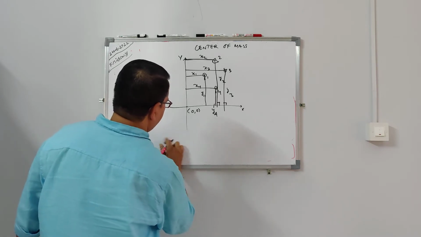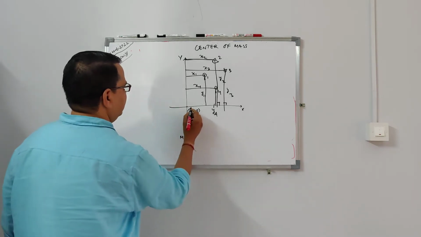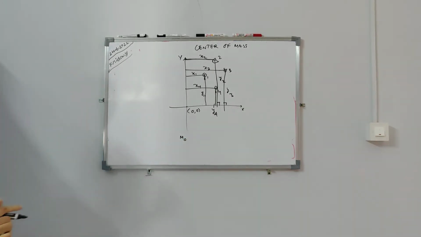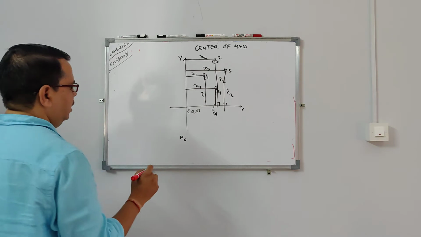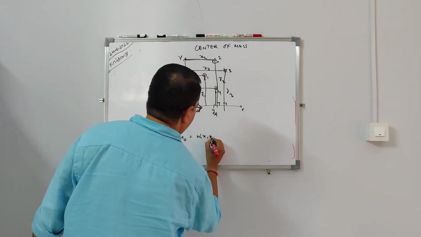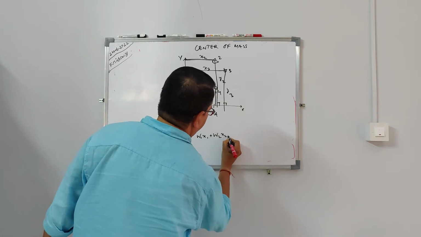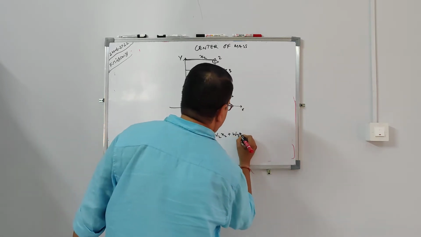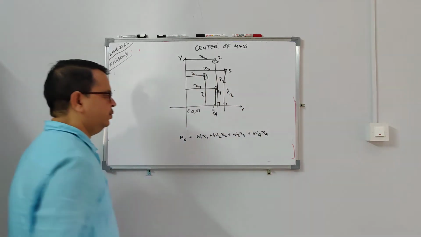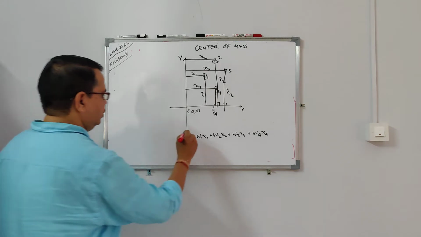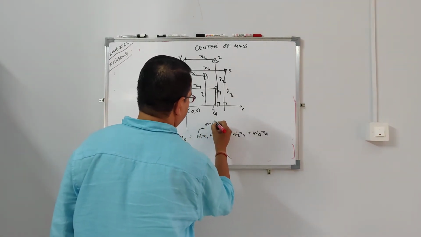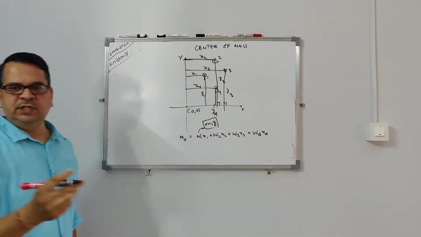The moment will be the moment about the origin. The moment about the origin will be w1 x1, w2 x2, w3 x3, and w4 x4. I have put w because w is a weight, which is the same as force, nothing but m1g. Force into distance is moment.